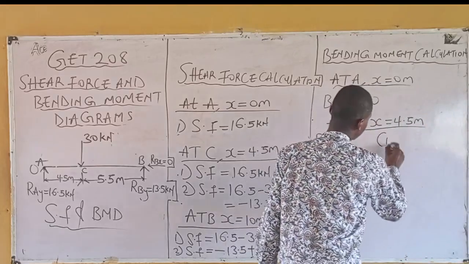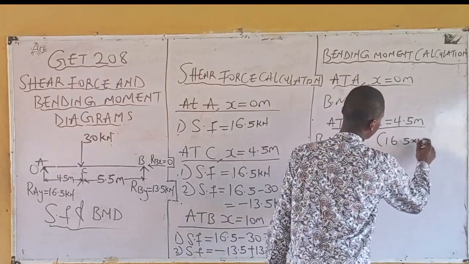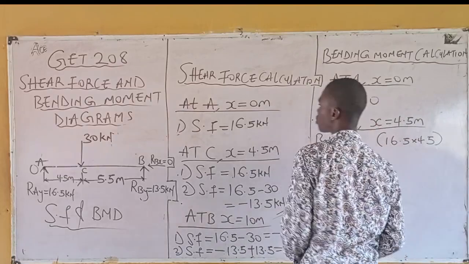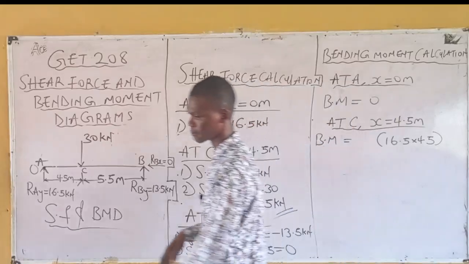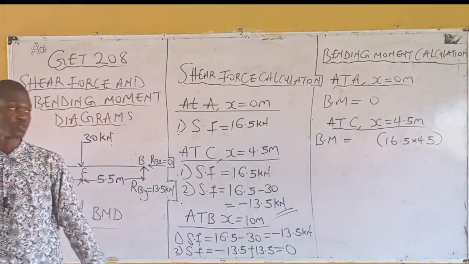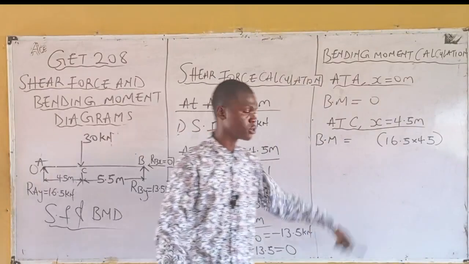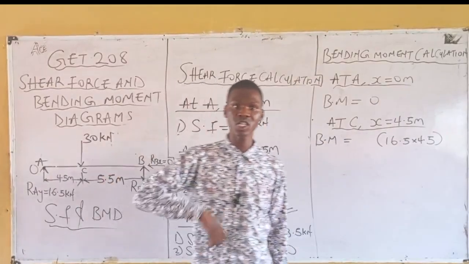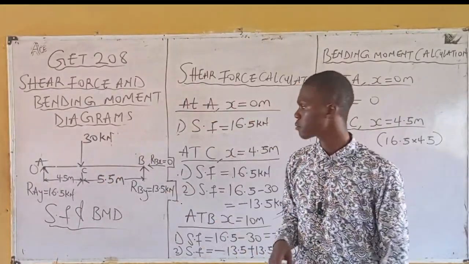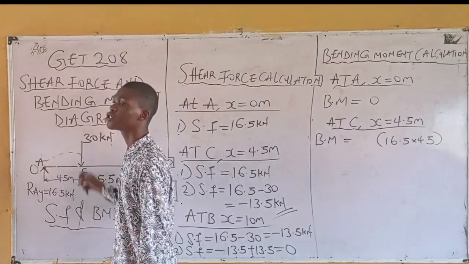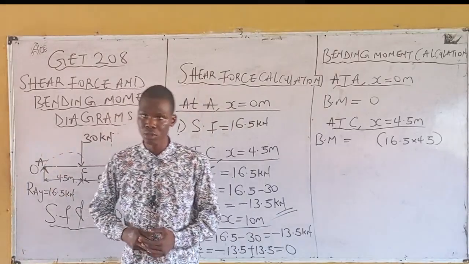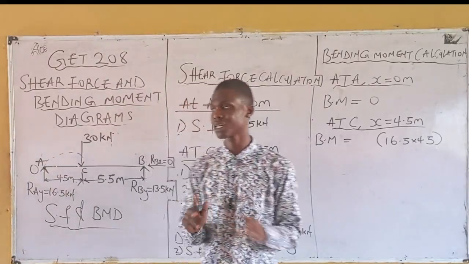I'm having 16.5 times 4.5. But the question is, what direction? Is it clockwise? Is it anti-clockwise? Clockwise. Go back to what you've drawn. Is it clockwise or anti-clockwise? Clockwise. Why is it clockwise? It is going in the direction of your wall clock. That is the simplest way to understand it.